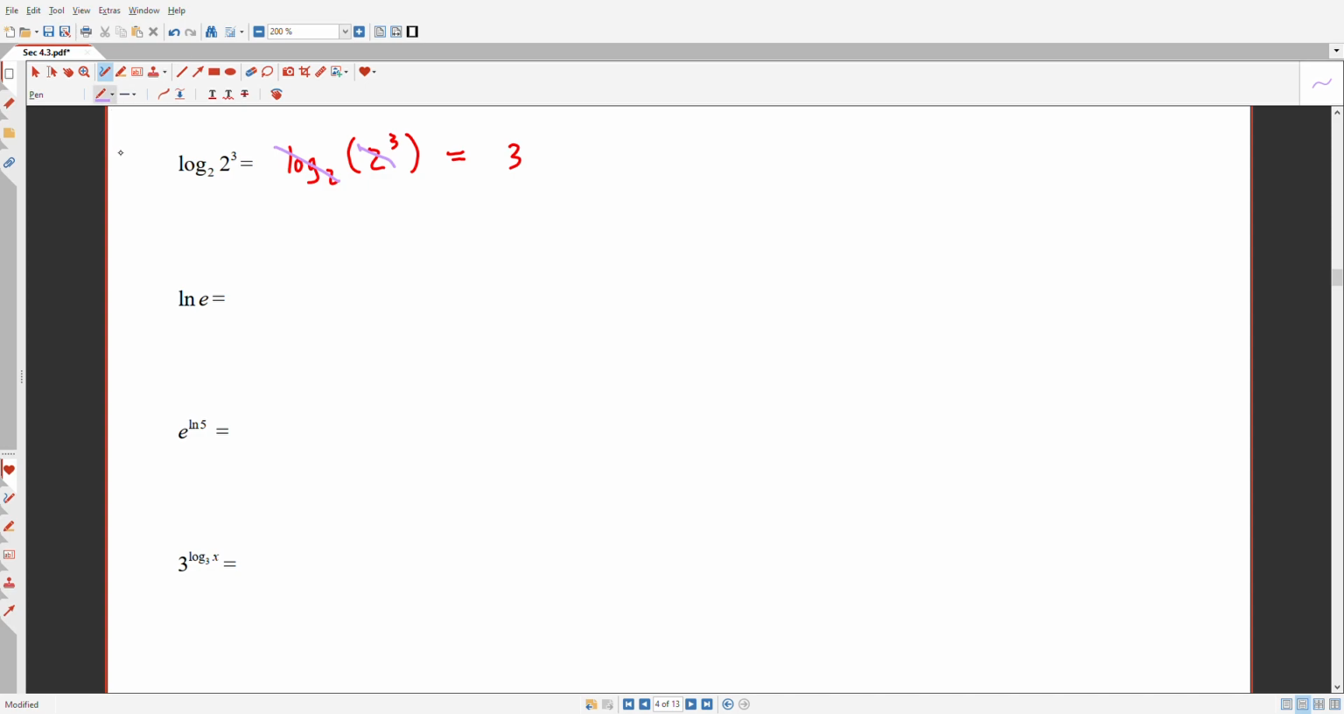Similarly down here, the natural log of e. Natural log you could write as log base e, and e I could write as e to the 1, so those will also cancel, and I'll get 1.